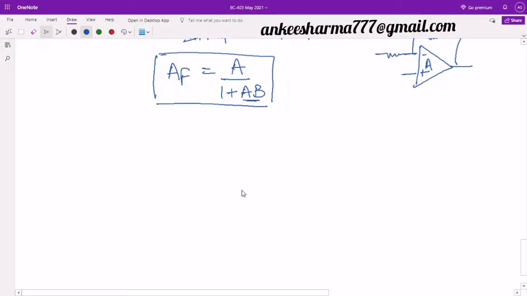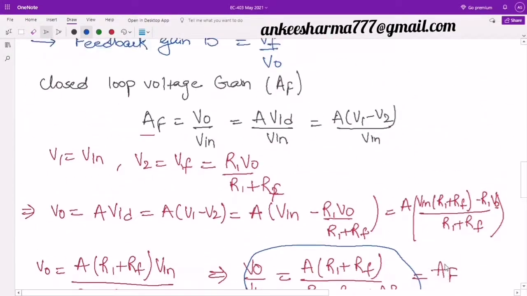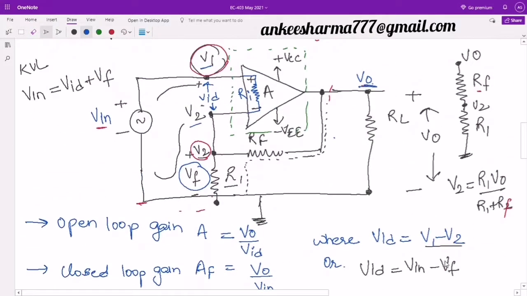Now next to this we are going to find the input resistance with feedback. What was the input resistance without feedback in an operational amplifier? Anyone? It was Ri. Only Ri was the input resistance without feedback, when we looked at just an op-amp and its equivalent circuit.